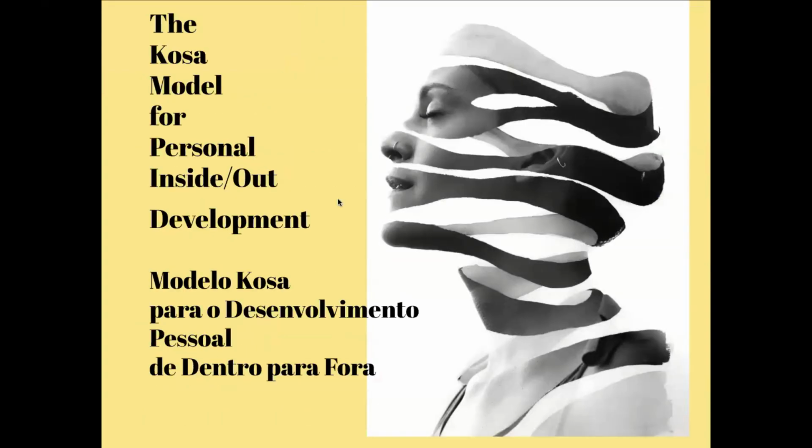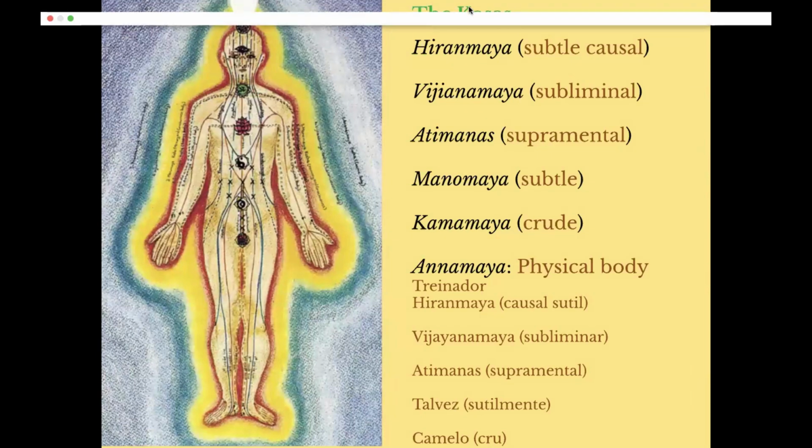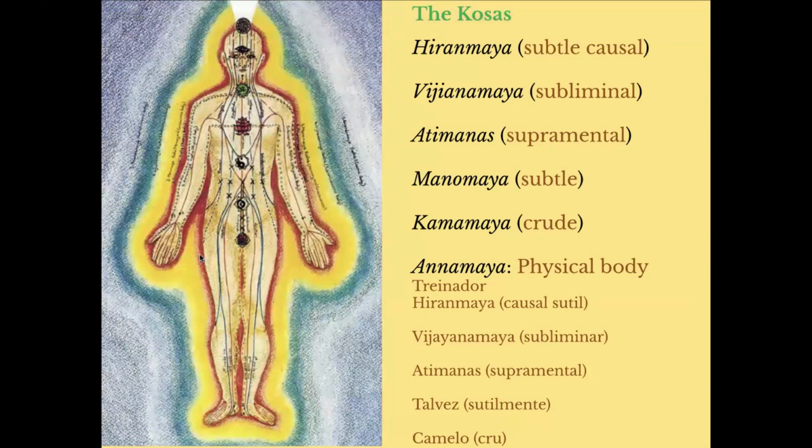Okay, all right. So now we're going to look at the kosha model for personal inside-outside development. Let's go ahead with the slides. This is a view of all the koshas, from the Annamaya kosha dealing with the body to the Kamamaya kosha, the crude body. Manomaya, Atimanas, Vijnanamaya, Hiranmaya. We're going to go into more detail with subsequent slides. Let's go to the next slide.